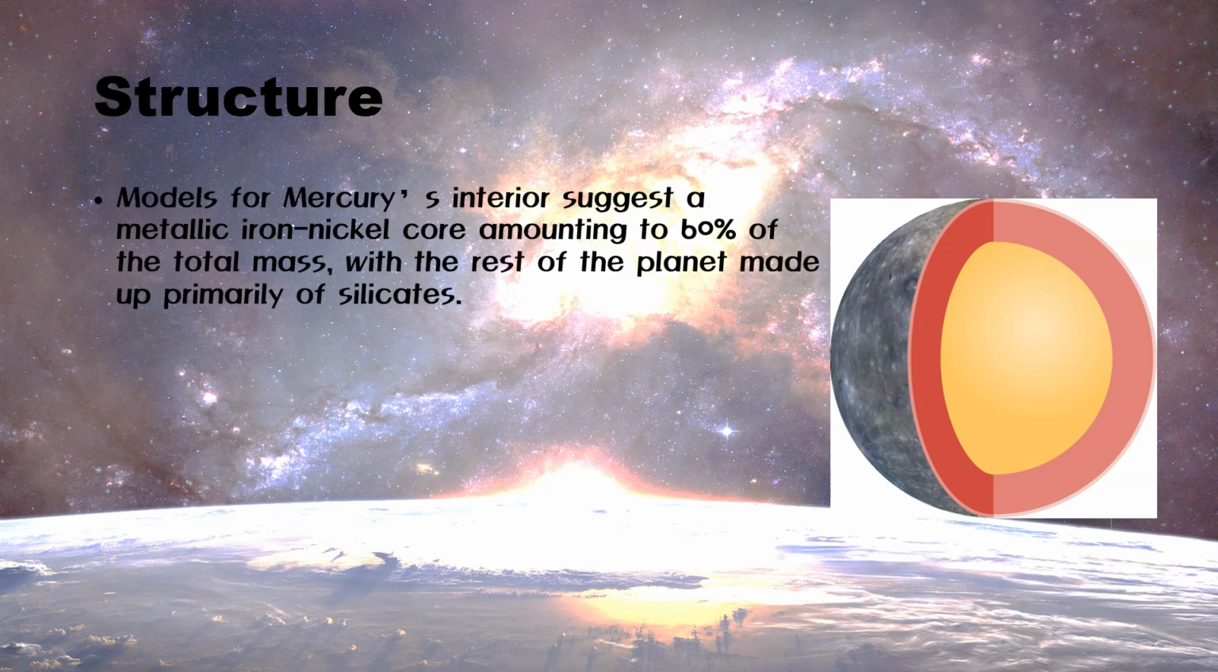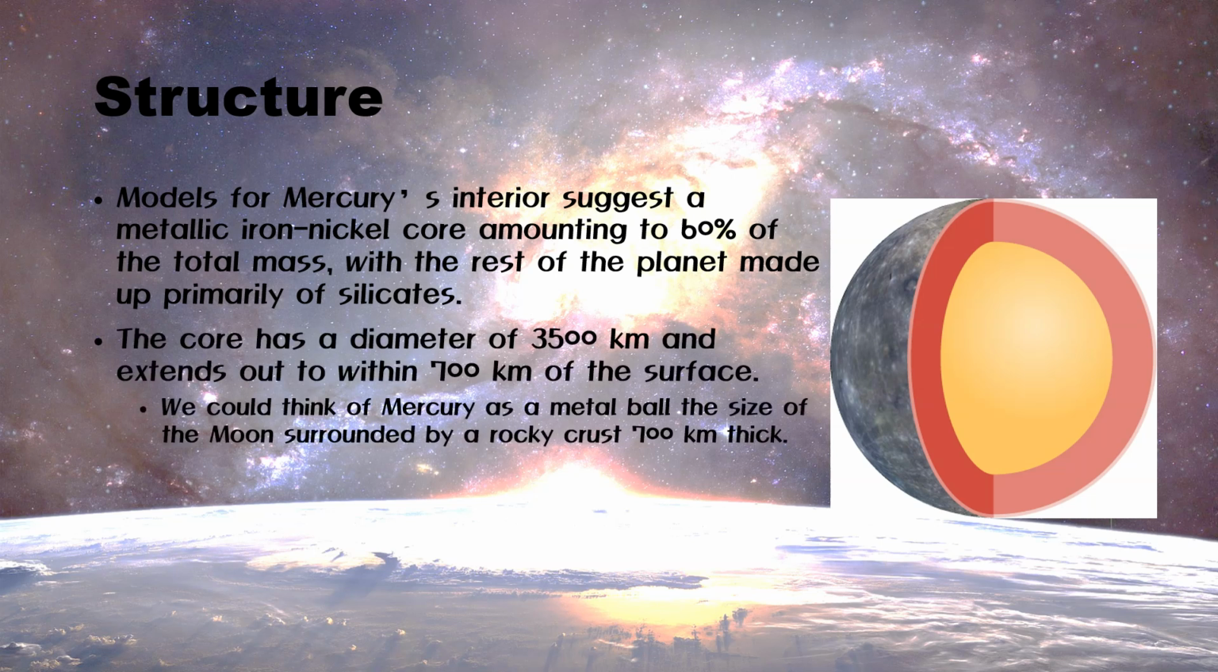Well, models for Mercury's interior suggest that it has a metallic iron-nickel core amounting to 60% of the total mass, with the rest of the planet being made primarily of silicates. So, again, 60% of that is dedicated to the core. Now, the core has a diameter of 3,500 kilometers and extends out to within 700 kilometers of the surface. And so a good way to think about Mercury is that it's really just a metal ball about the size of the Moon, surrounded by a rocky crust that's 700 kilometers thick.